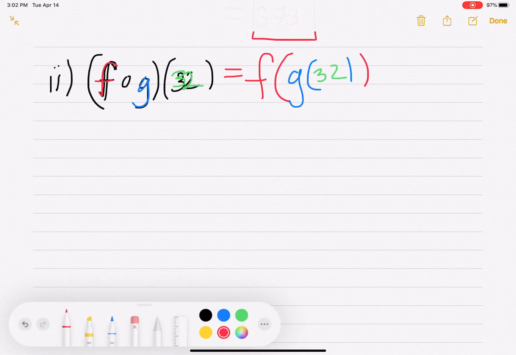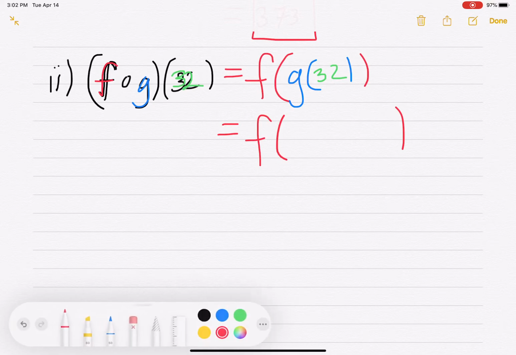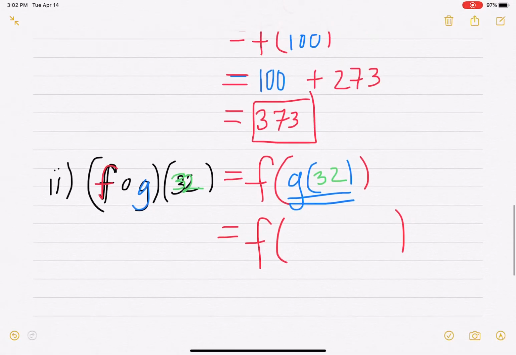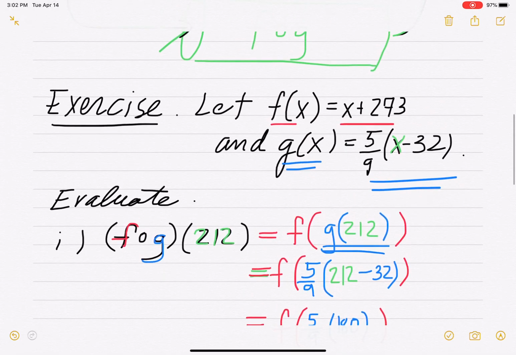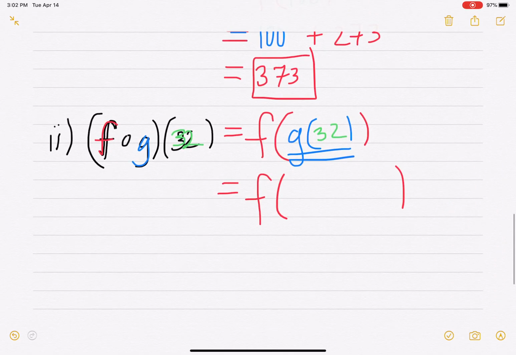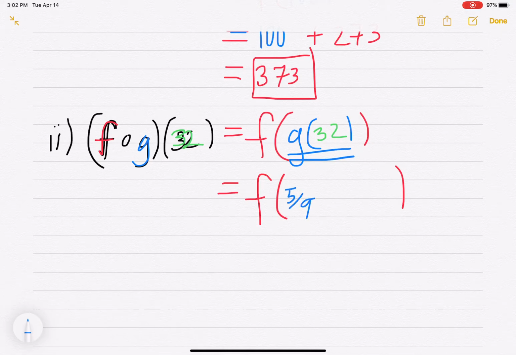Now you leave your outside function alone, in this case, which is the red F, and you work on simplifying your inside G of 32. So simplify the blue, G of 32. If you remember the G function, it was 5/9 times X minus 32. That means we're going to have to plug in a 32 in place of X. So we're going to have 5/9 blank minus 32. So what goes in place of this blank right here? In place of that blank right there was the X, 32, right? 32 goes in right there.